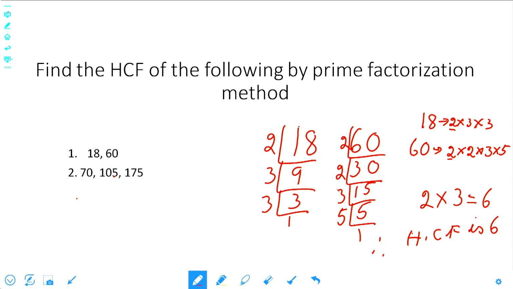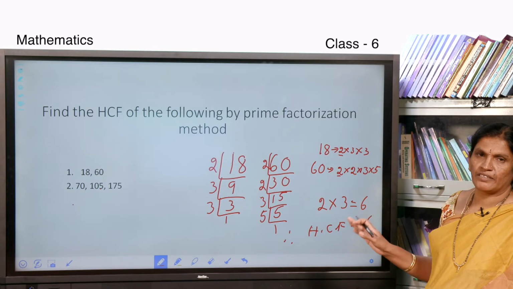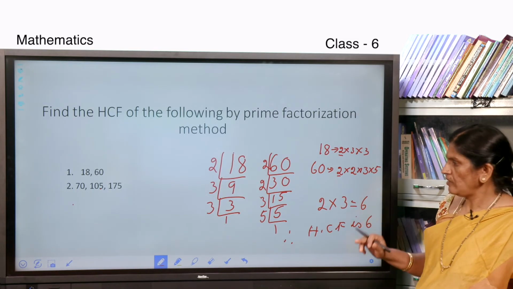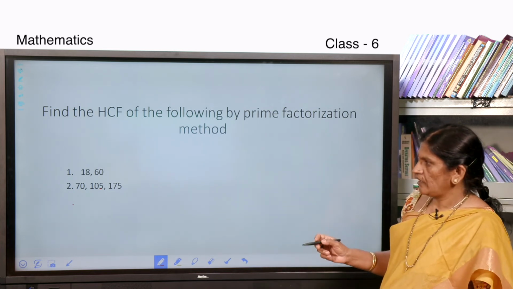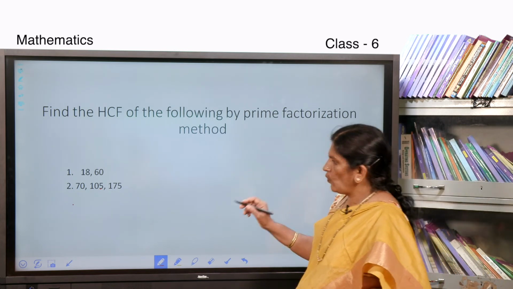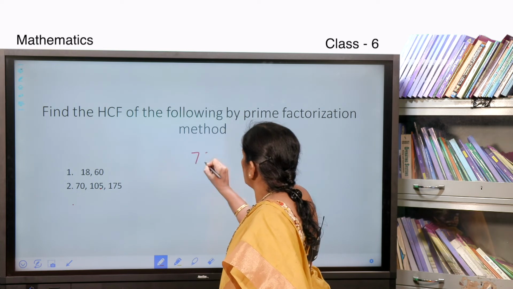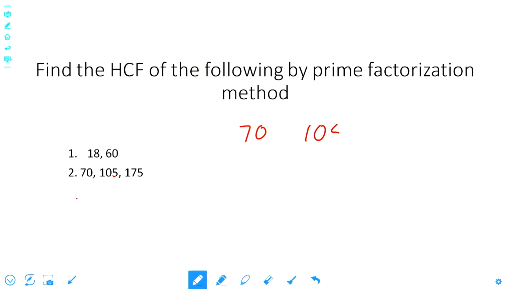In this way, we can find the HCF of given numbers using prime factorization method. Next, second question, 70, 105, 175.